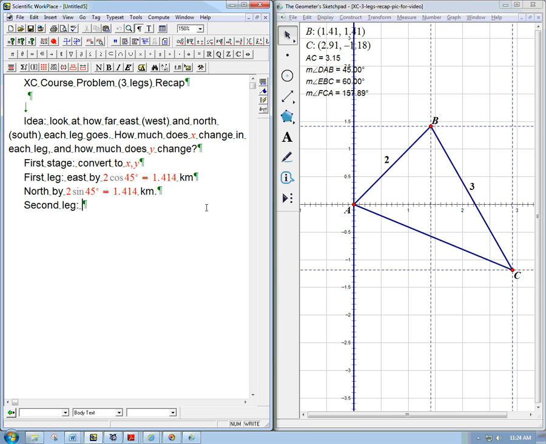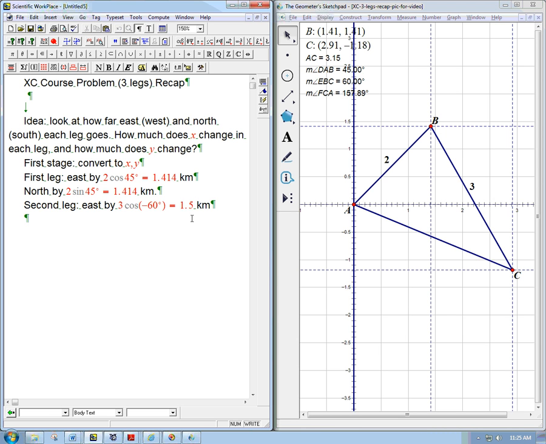Second leg, it goes east by 3 cosine minus 60. The minus, remember, is because this angle is in the clockwise direction. So even though Sketchpad measures it as a plus 60, it really should be put in as a minus. As long as you're really religiously careful about the signs, you don't have to do any finicky fiddling with quadrants here. That's a really nice thing about this method. And that is going to be, it's still a simple number, it's 1.5 kilometers.